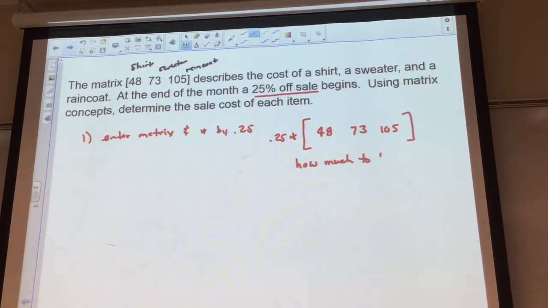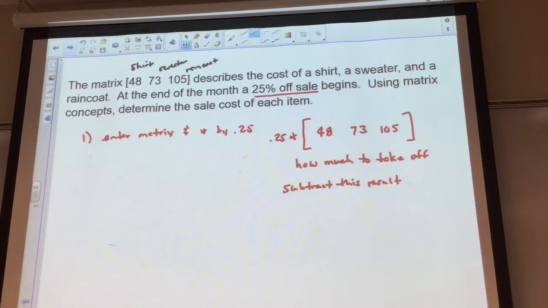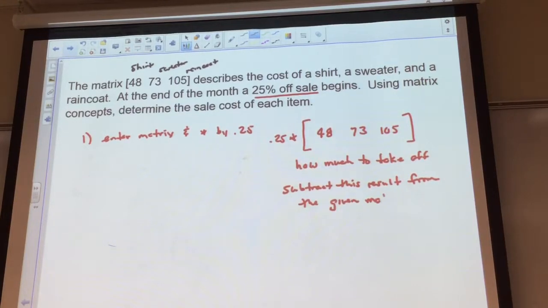So we can do 0.75? Better, how much to take off. This would identify how much they're taking off of the price. You'd still need to come back and you would need to subtract this result from the given matrix, making this problem a two-step problem.